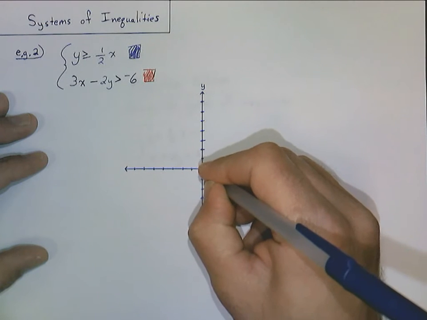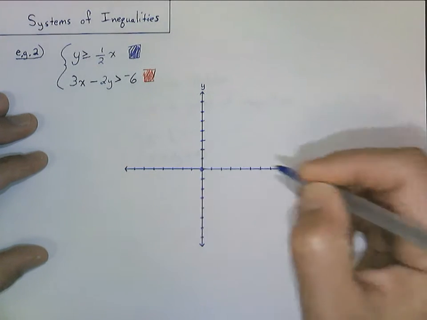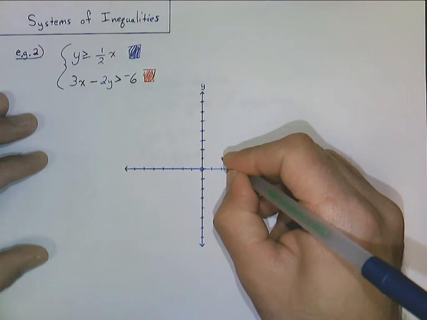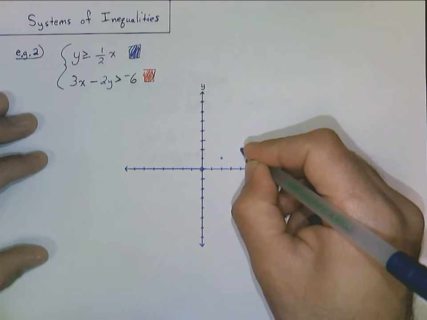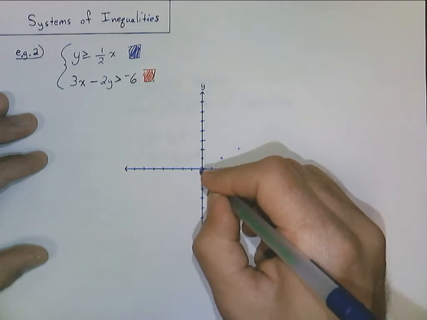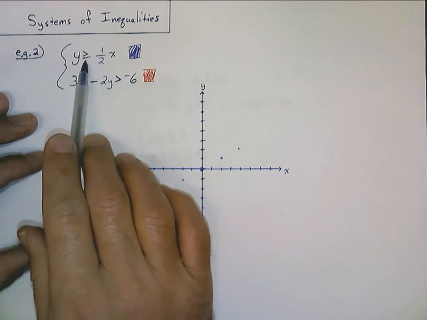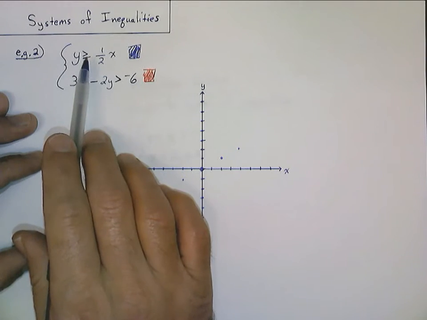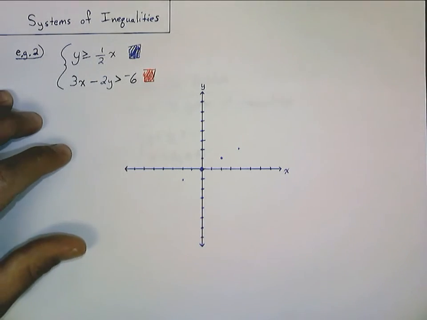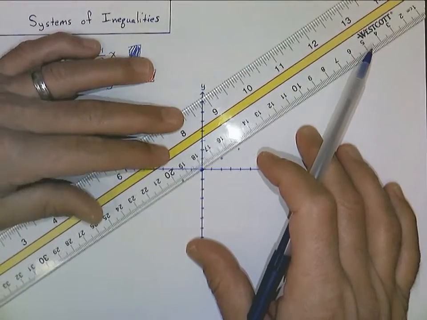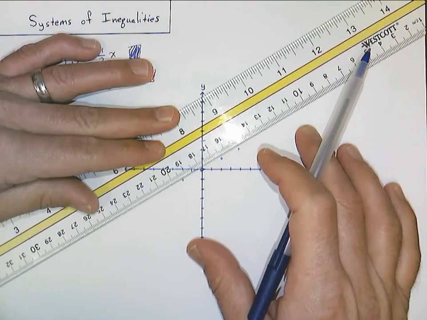Here's our y-intercept at the origin. Then we rise 1, run 2 to another point. Maybe do it a couple of times. We can even go back the other way. Now notice this is a greater than or equal to, meaning we're going to include the boundary. We do want the points that are on the line, so we're going to show that with a solid line.